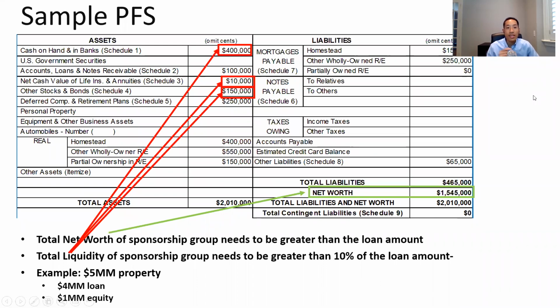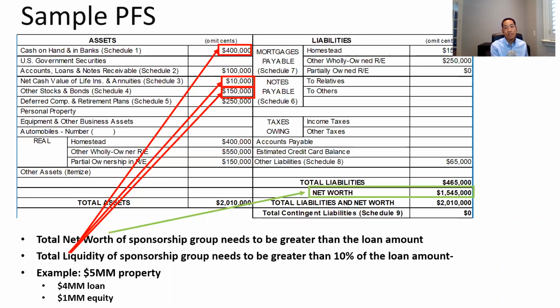The reason they have you fill this out is they look at your total net worth of the sponsorship group. So down in the green box is about 1.5 for this particular example. And that needs to be greater than the loan amount, right? So on this property, if they're trying to buy this $5 million property, you're still short $2.5 million. And so you still need somebody else to sign with you with a net worth of at least $2.5 million.